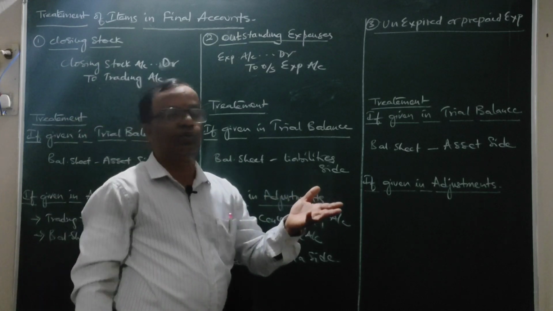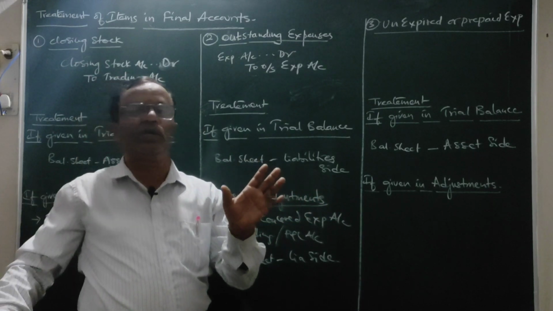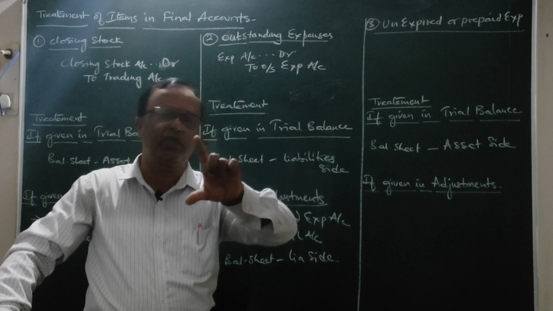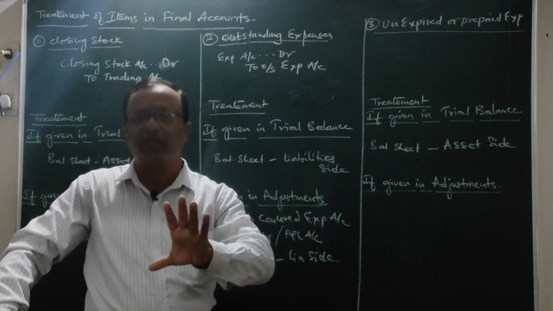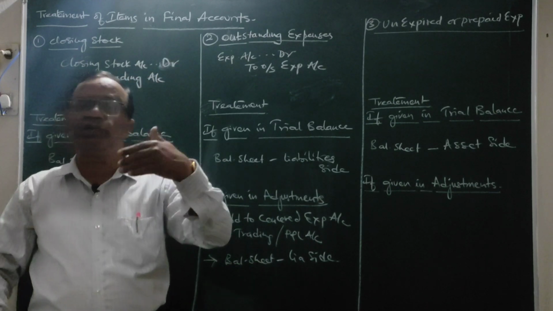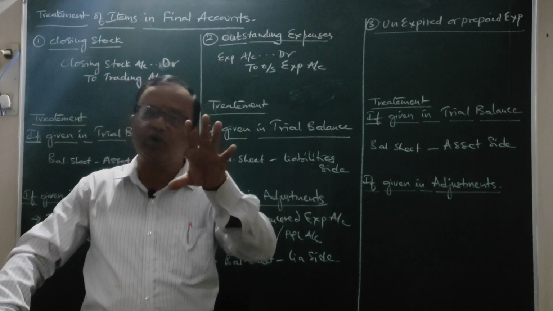So what we should do, since we are preparing final accounts, is that in the final accounts every expense and income pertaining to the year for which you are preparing should be represented there. Anything relating to expense or income of the next year or last year should not be considered there.